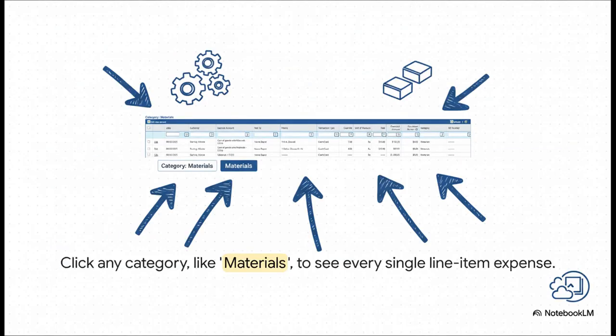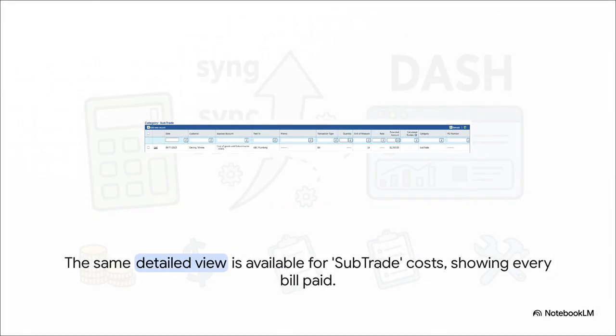But this is not just some high-level summary. The real power here is in the details. You can click on any of these blue category buttons, like materials, and it will immediately pull up every single line item expense that makes up that total, pulled straight from QuickBooks. And this right here, this completes the data's journey. I mean, think about it. A subcontractor bill that you entered in QuickBooks flows through the sync, gets categorized all by itself, and lands right here as a detailed line item. That is complete transparency, from start to finish.